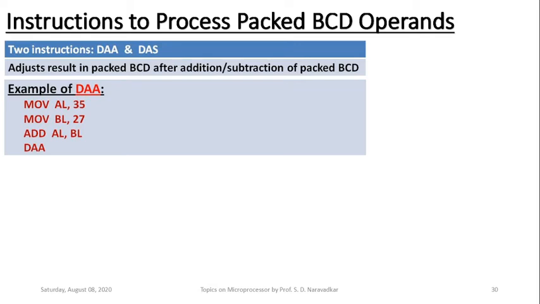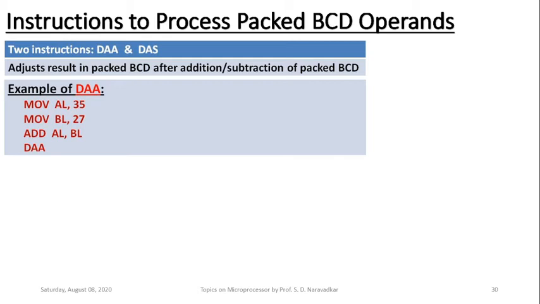The operation of that first instruction DAA. Here is an example which is extremely important. First instruction, MOV AL, 35. 35 is the first packed BCD number. MOV BL, 27. 27 is the second packed BCD number. Then ADD AL, BL. So addition is performed. And once that addition is performed, the result generated will be something other than packed BCD. That result will be adjusted by the DAA instruction here.